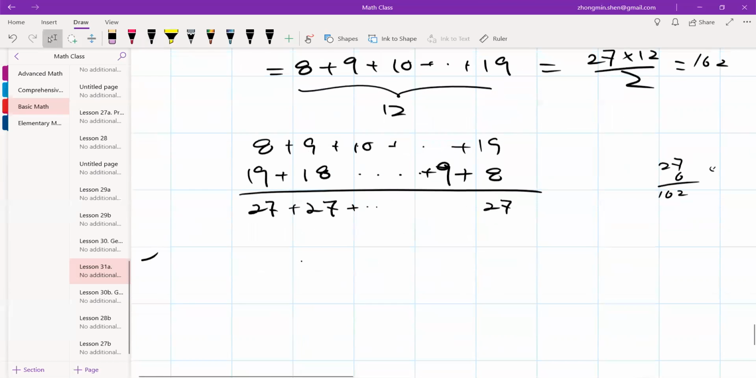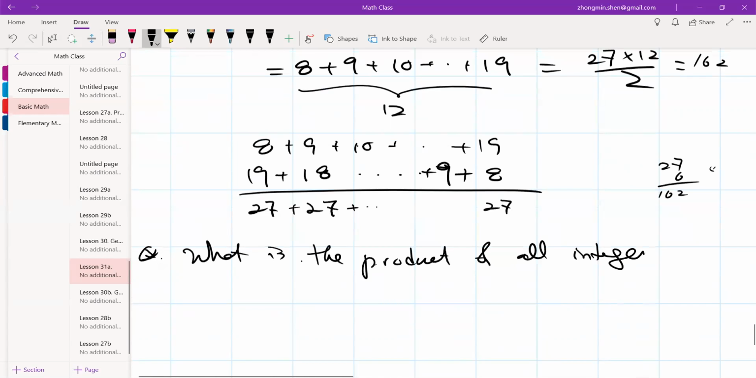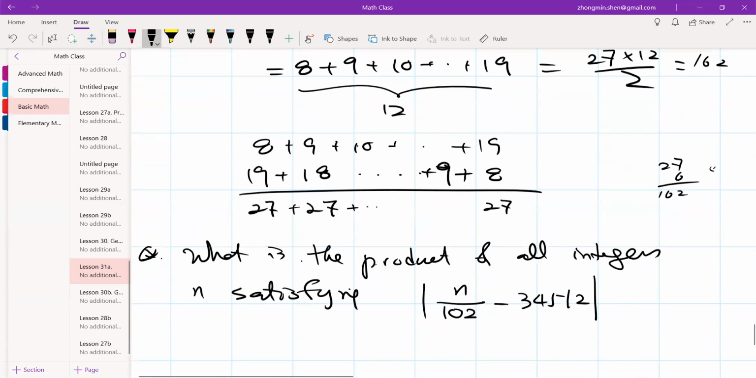Okay, the next problem is a trick. What is the product of all integers n satisfying the following equality? And that is going to be n over 102 minus 3456 squared less than 3451.